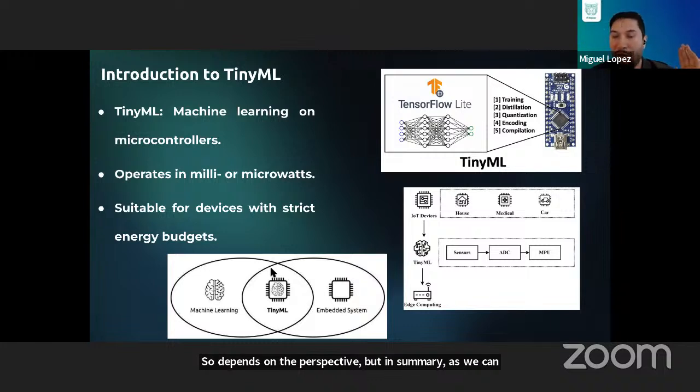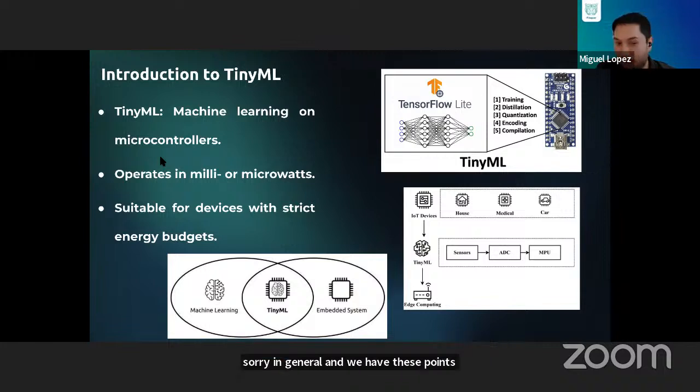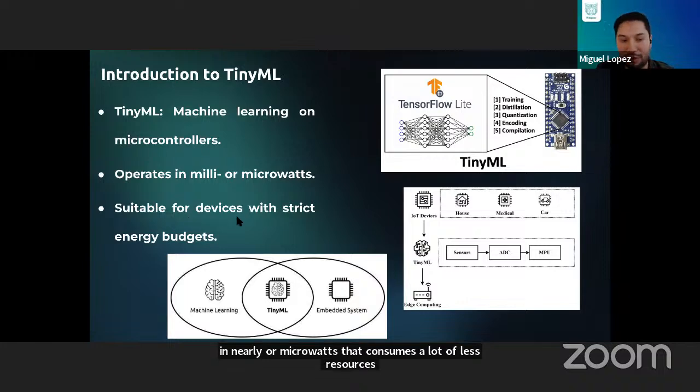So it depends on the perspective, but in summary, as we can see here in this figure, we have machine learning, and on the other side we have embedded systems. If we try to join these, we obtain tiny machine learning, which focuses on embedded systems in general. We have these points here: tiny machine learning on microcontrollers, operating in milli or microwatts. That consumes a lot fewer resources, as opposed to the cloud, and is suitable for devices with a strict energy budget, as we mentioned before.